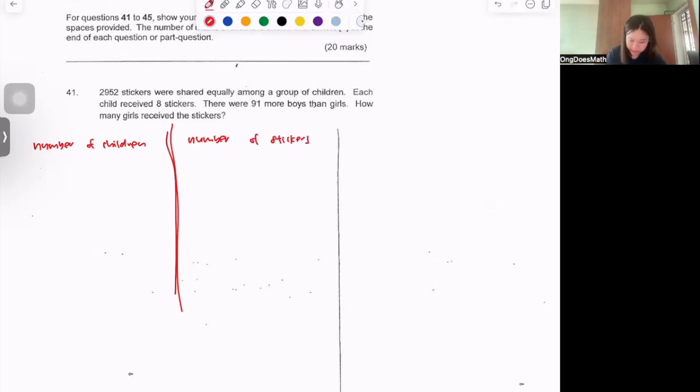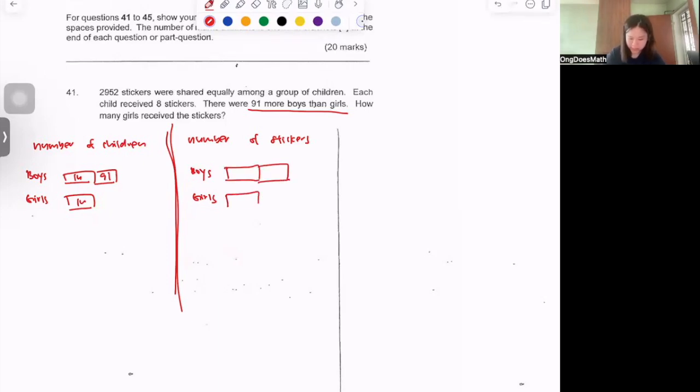So they tell you there were 91 more boys than girls. So if I have boys, I have girls. Girls will be 1 unit. And boys will be 91 more. Now let's talk about stickers. So we have boys, we have girls. Since everyone received 8 stickers, right? If there are more boys, it also means that the boys receive more stickers than the girls. So boys will also receive more stickers because they have more people, and girls will receive less. But in total, we are told that there's 2952.